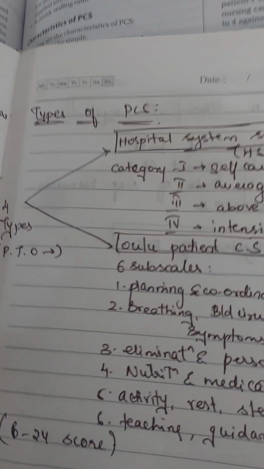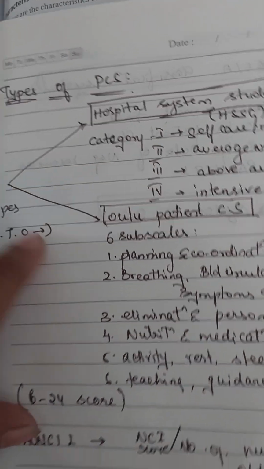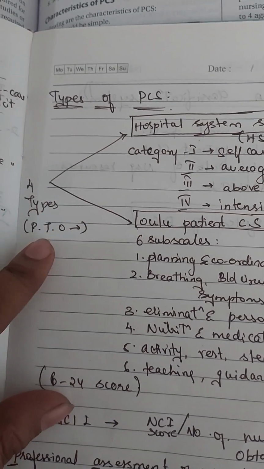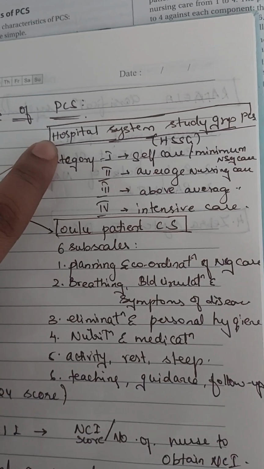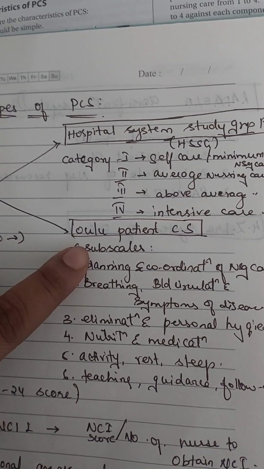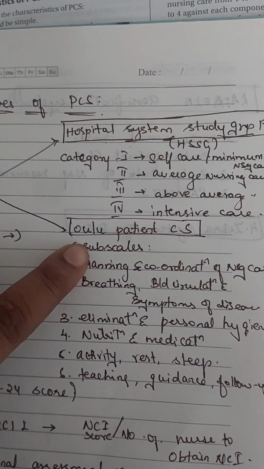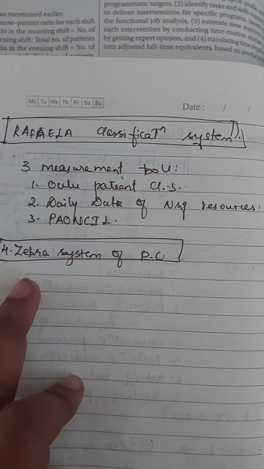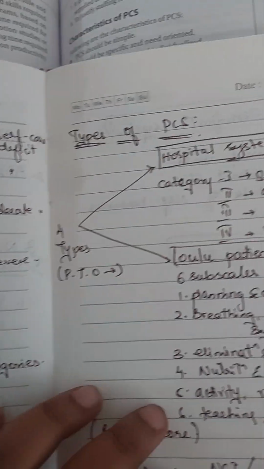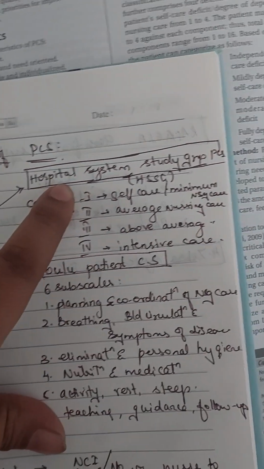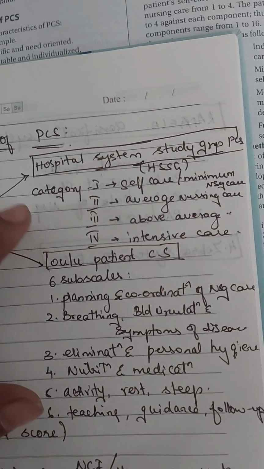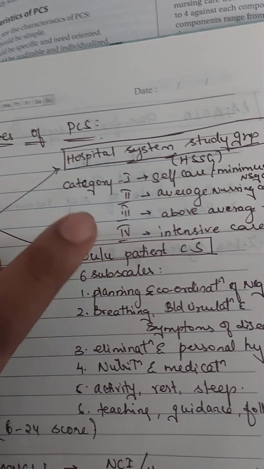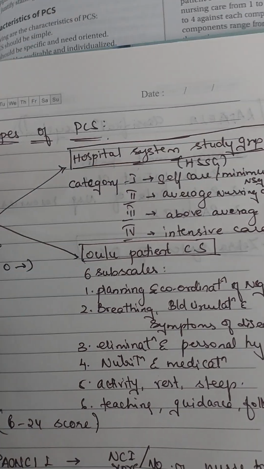Next are the types of patient classification system. Here we have 4 different types: the hospital system study group method, the OLU patient classification system, the Rafaela classification system and the Zebra system of patient care. The first one is the hospital system study group method.